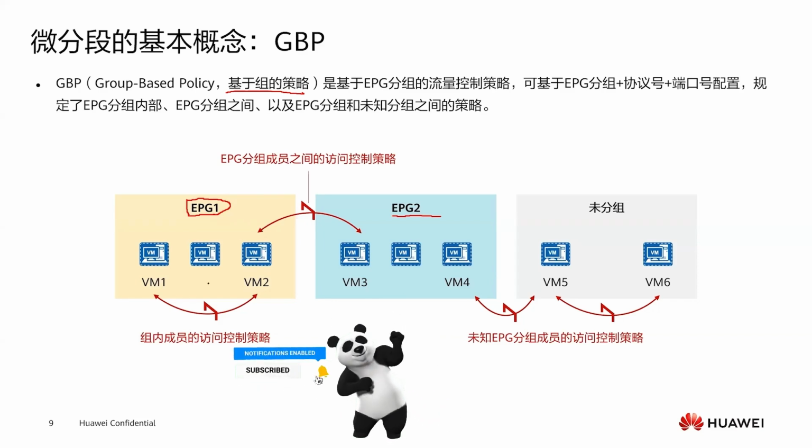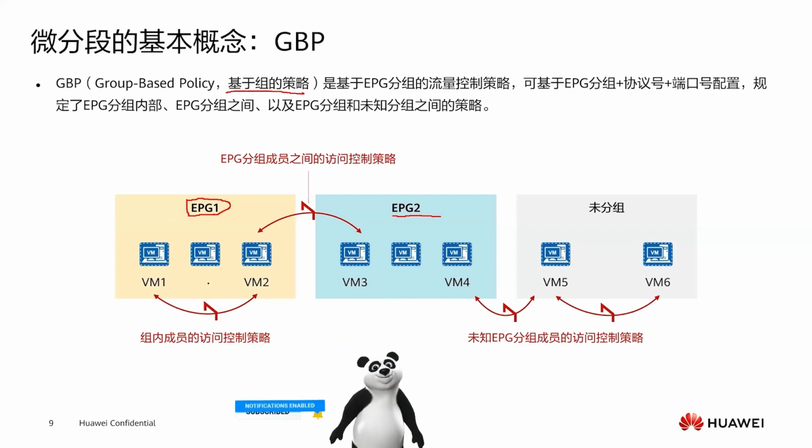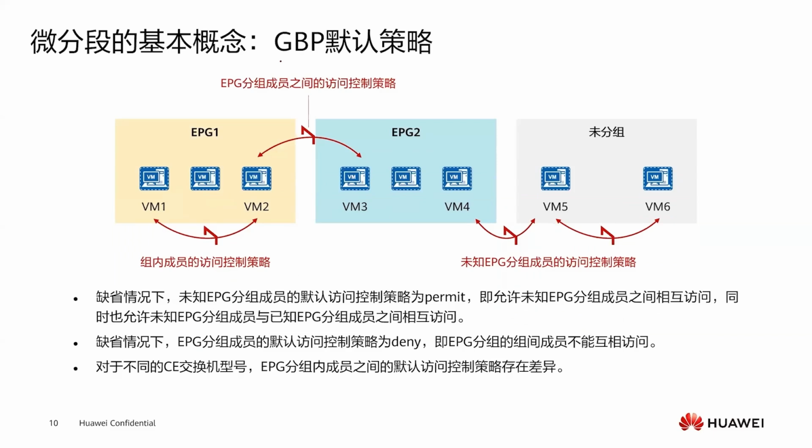The first one, from left to right, we'll look at them one by one. The first one, within the group, we can define. Simultaneously between groups we can define, unknown group, and this group we can also define. So let's take a look. We have several definitions. Which policies are these types? By default, do these types of policies have a default behavior?